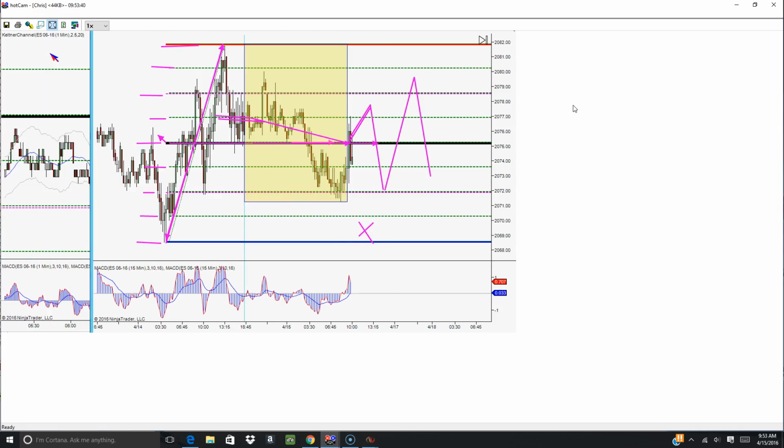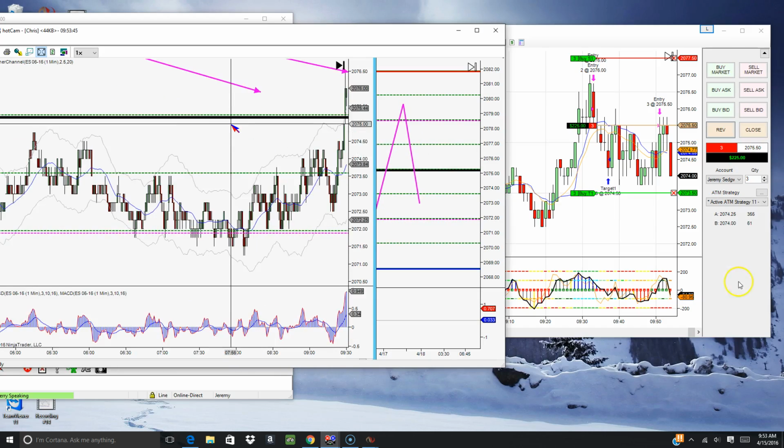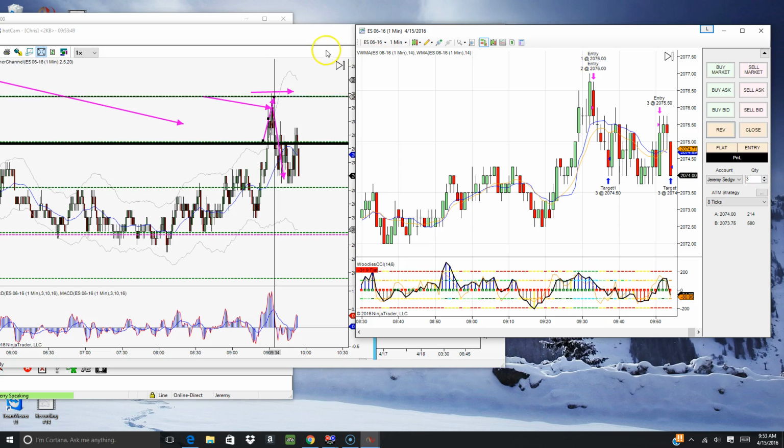So when the market opened and bounced, target filled. When the market opened here and pushed up, all we were doing was just selling into it. Back down. It's not going anywhere. Range.